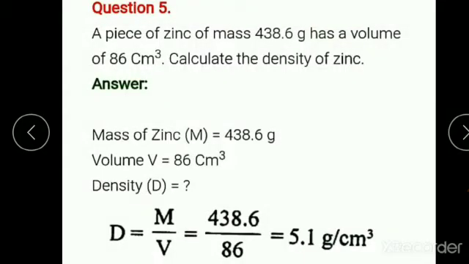Hello students, welcome back to physics class. In the previous video we were solving the problems. So in this video we are going to solve the remaining problems.